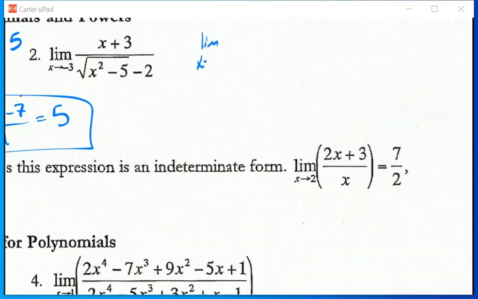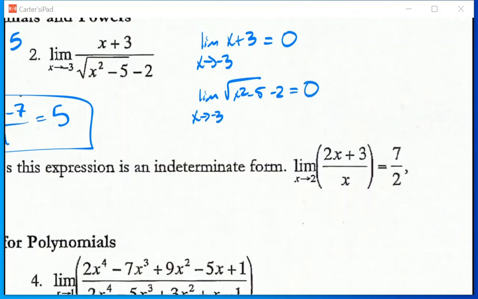We need to say the limit as x goes to -3 for the top equals 0, and the limit of the bottom equals 0. We need to write those, or we can't use L'Hopital's. We're just not allowed to. We'll just lose a point.